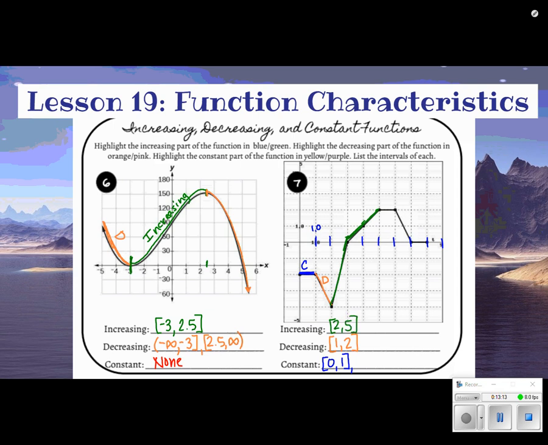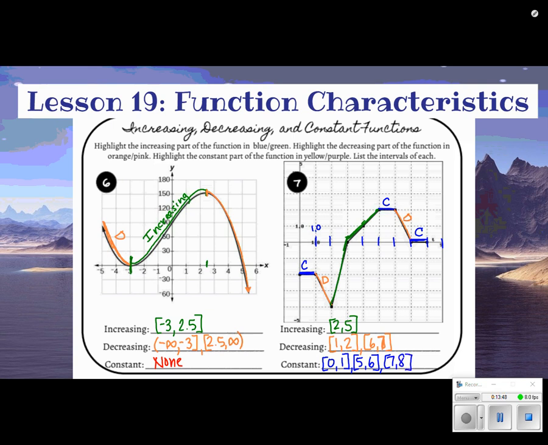All right, then I pick up another constant piece. So that is from 5 to 6, I'm constant. And then I decrease, and then I have another constant piece. So decrease from 6 to 7. And then I'm constant from 7 to 8. Except my line doesn't look constant. Constant from 7 to 8.